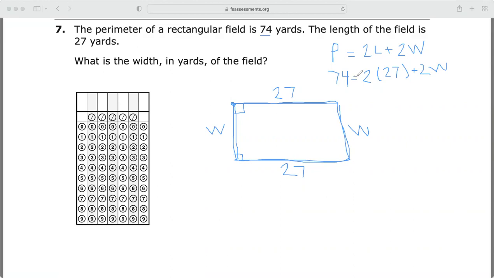So 2 times 27 is 54. So 74 equals 54 plus 2 times the width. So the next step is to get the variable by itself. The variable is the width over here. I'm going to subtract 54 from both sides.